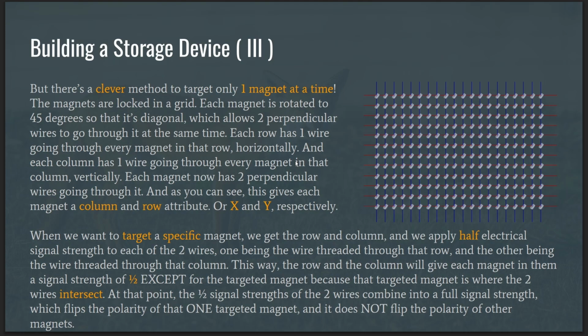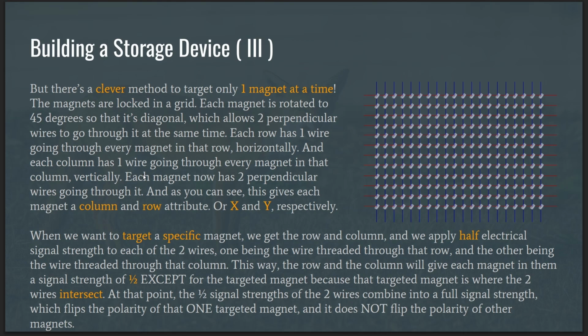The magnets are locked in a grid, like this. Each magnet is rotated to 45 degrees so that it's diagonal, which allows 2 perpendicular wires to go through it at the same time. Each row has 1 wire going through every magnet in that row horizontally, like this, and each column has 1 wire going through every magnet in that column, vertically. I represented that by blue. So blue is columns, red is rows. I just did that so you can see it easier.